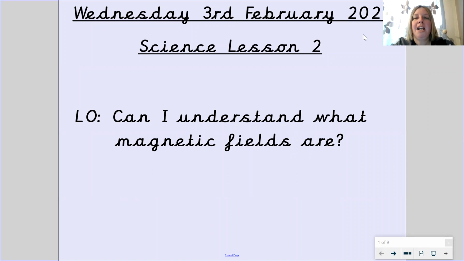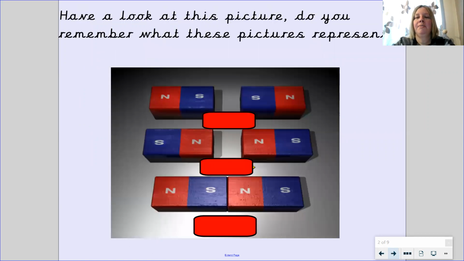Today, our learning objective is, can I understand what magnetic fields are? Have a look at this picture. Do you remember what these pictures represent? Pause your video and tell Mr. Fox what the pictures represent. Let's have a look and see what the pictures represent.